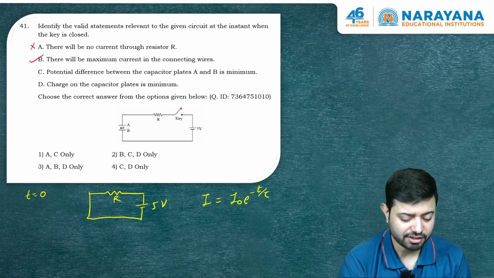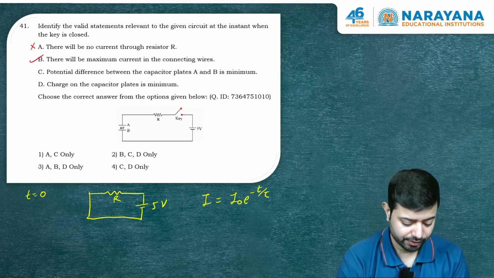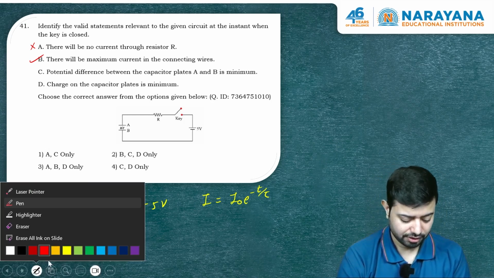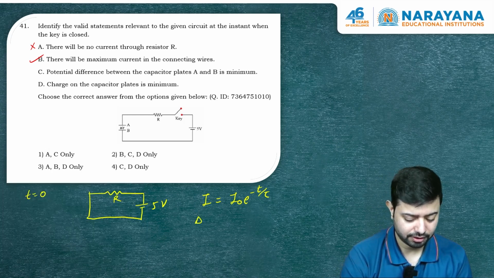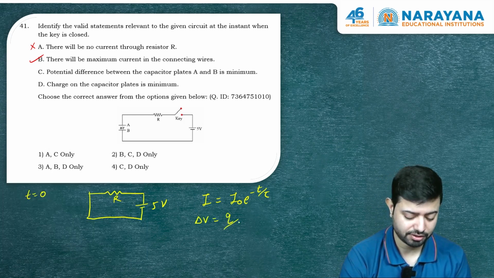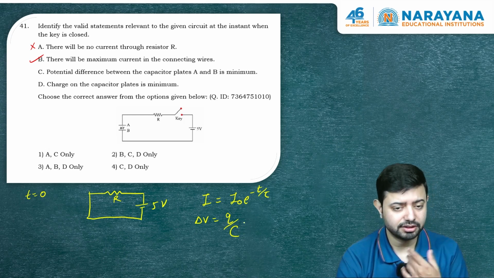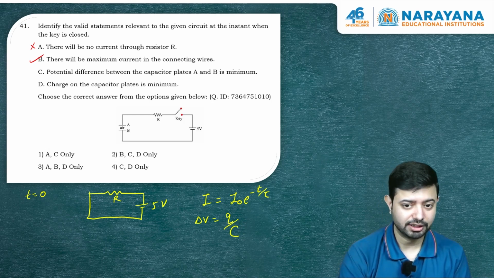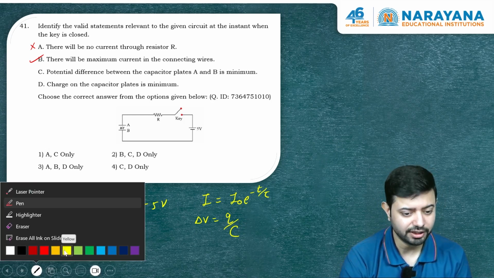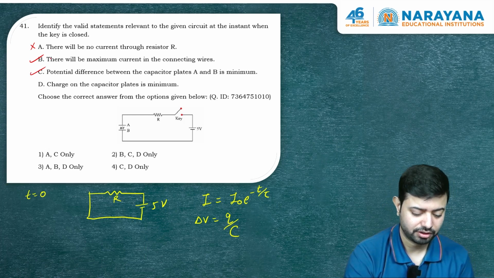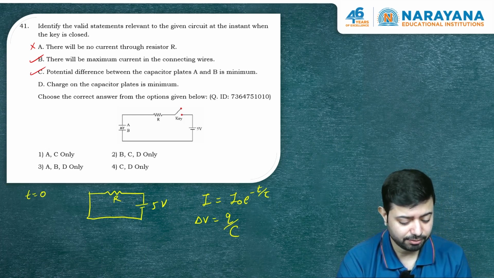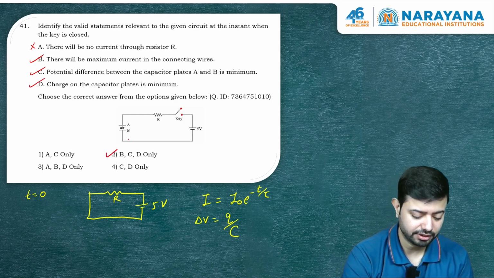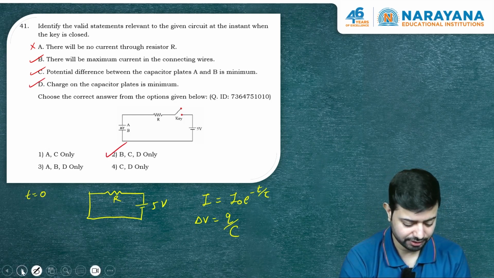Potential difference between the capacitor plates A and B is minimum. Well, how do you write down potential difference first of all? That is a very easy formula. Delta V across capacitor is the charge on capacitor divided by capacitance. Initially at t equal to 0, there is no charge. So, what is delta V? It is 0. So, it is minimum, yes, because slowly charge will build up on it, right. So, this option is also correct. Charge on the capacitor plates is minimum, that is also correct, right. Choose the correct answer, it is going to be B, C, D only. I hope it is clear. Let us move to the next one.